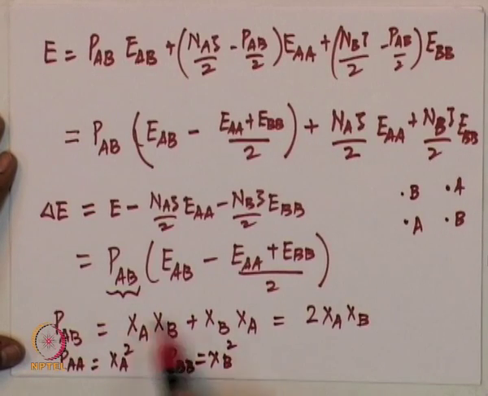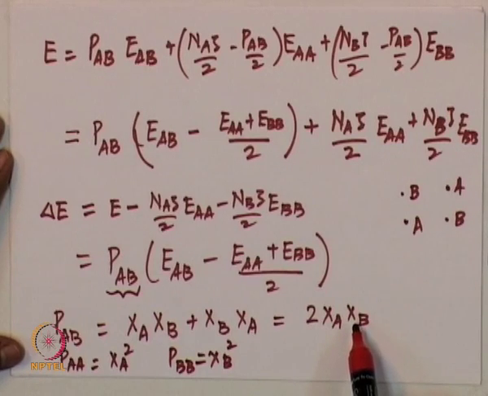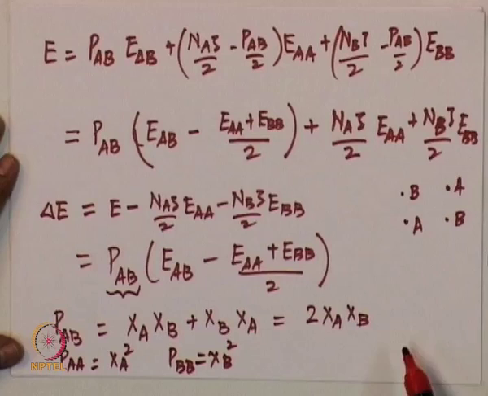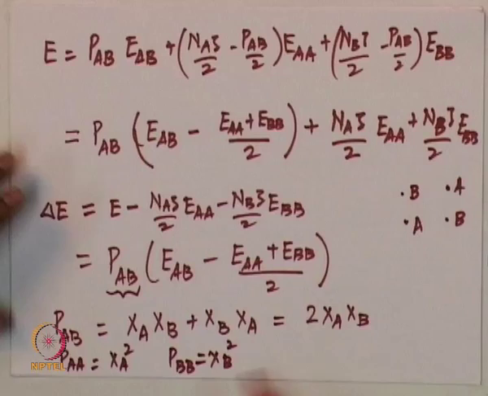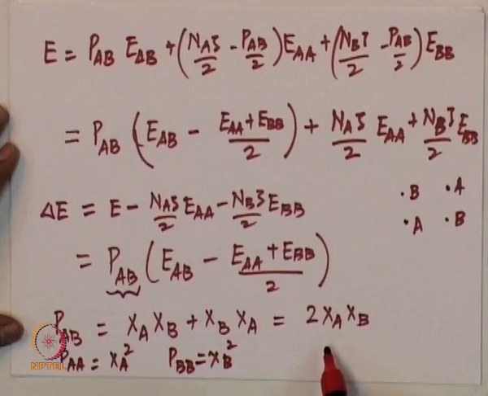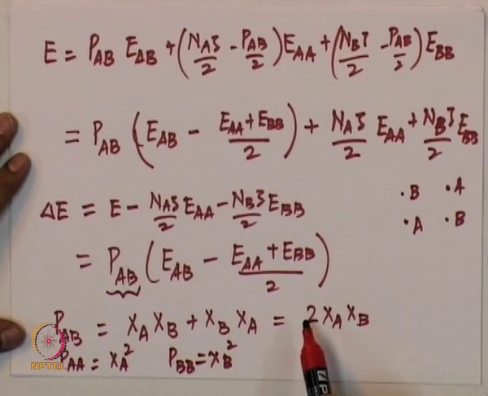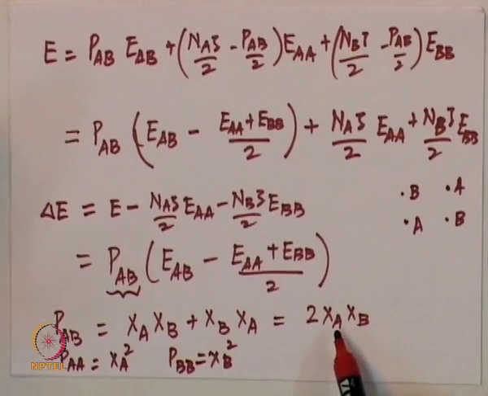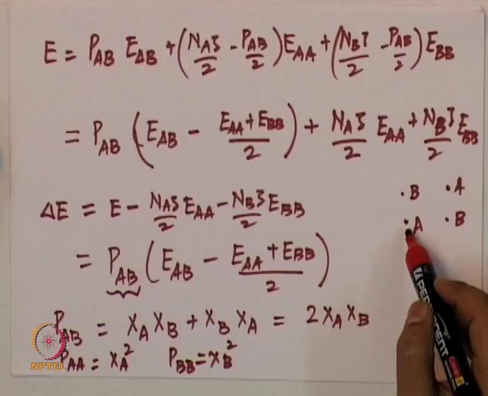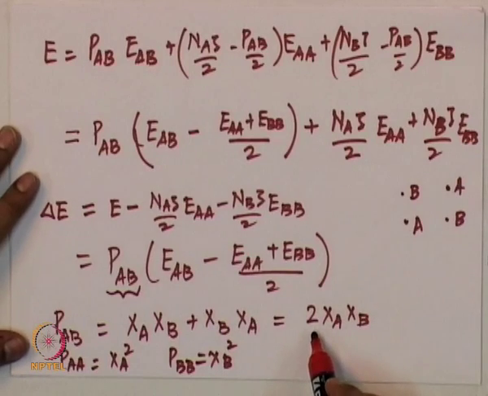So, you add all these probabilities: XA squared plus XB squared plus 2 XA XB, which is nothing but XA plus XB whole squared. XA plus XB is 1, so that is equal to 1. So, the total probability becomes 1. So, our probability calculation is okay. So, we are going to take that this is the probability of the occupancy, but that is not the only thing.